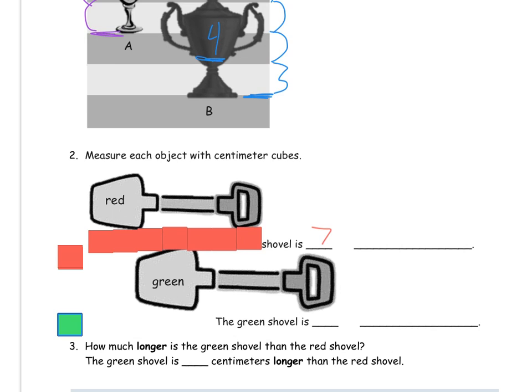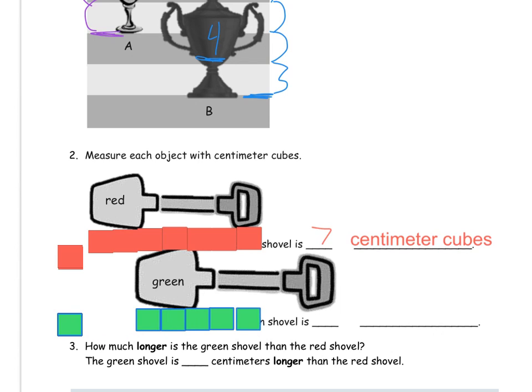We're going to say 7 centimeter cubes. And I'll put that right there. So now let's take a look at the green shovel. And I'll slide this over. And this one's a little easier to view.